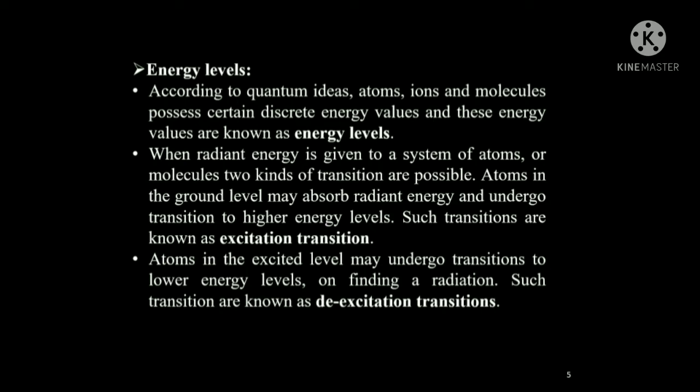That means we know when a light falls on a system, it can absorb the photons, it can absorb the energy, and that process is called absorption, right? And after acquiring certain energy, it has a tendency to move from the ground state to the higher excited state. So that process we call the excitation transition, that is moving to the higher excited state level from the ground state.